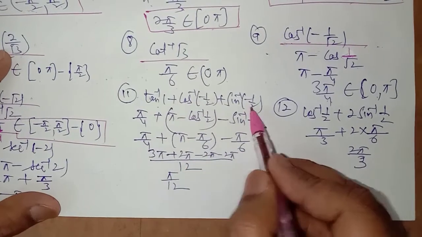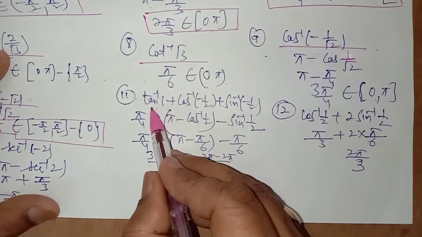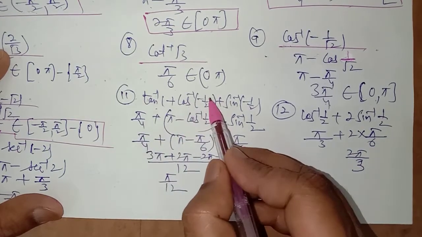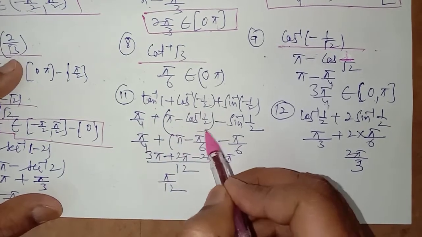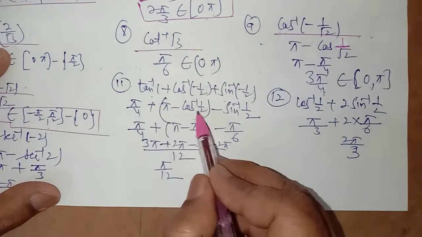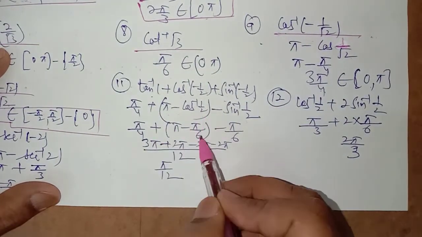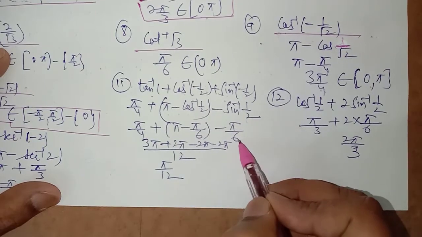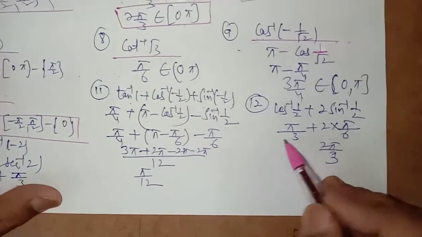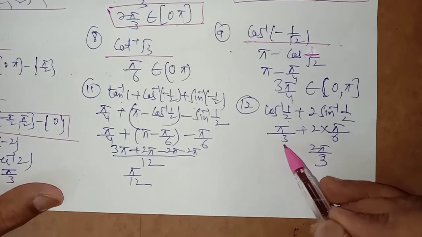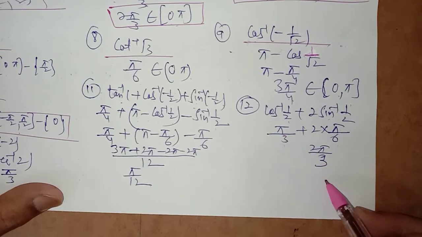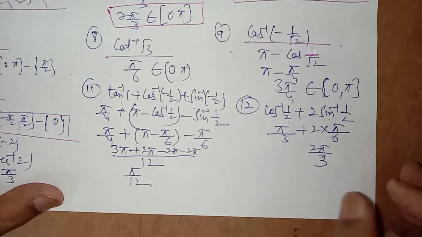Now we have three inverse trigonometric functions. We can put the value of tan inverse 1 directly, which is pi by 4. Cos inverse minus half is equal to 180 minus cos inverse half, and sin inverse minus half is equal to minus sin inverse half. Replace these values: cos inverse half is pi by 3, sin inverse half is pi by 6, and simplifying we get 2 pi by 3.